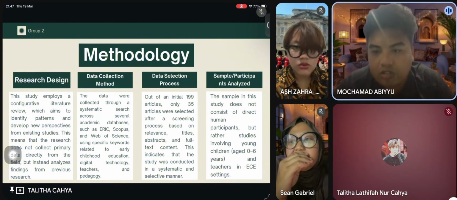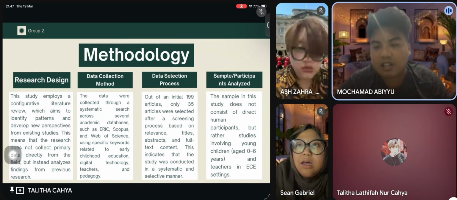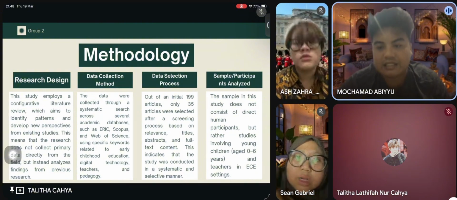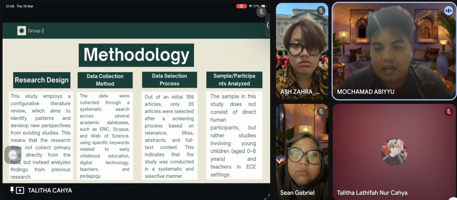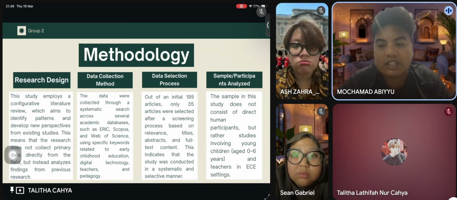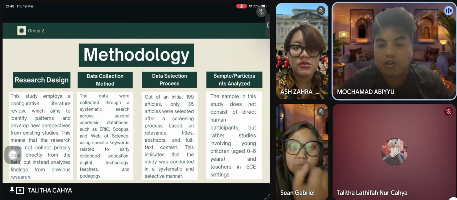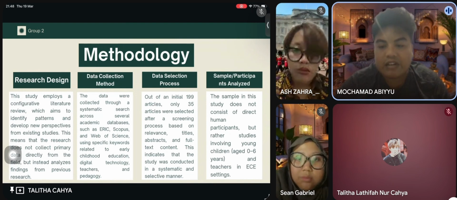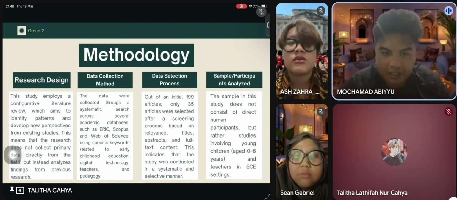Okay, the last point of the methodology is sample or participants analysis. The sample in the study does not consist of direct human participants, but rather studies involving young children, aged 0 until 6 years, and teachers in early childhood education settings. In other words, what is analyzed are the interactions between children and teachers with digital technology as reported in previous research. Critically, this approach allows for a broad scope of analysis, but the variation in quality and research approach across studies may affect the consistency of the findings.